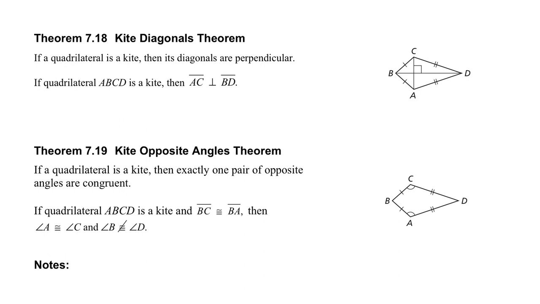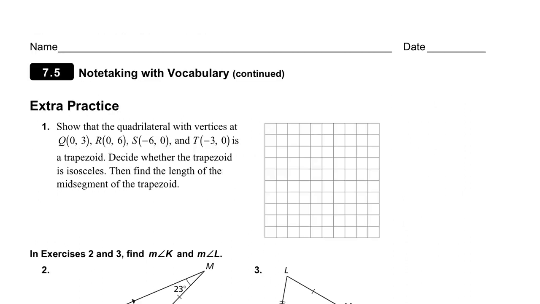Okay, now that we've had almost 10 minutes of vocab and theorems, let's actually get into using this stuff. Again, it's a longer set of notes. All right, number one, show the quadrilateral with the vertices is a trapezoid. Then we decide if it's isosceles, and then we want to find the length of the mid-segment of the trapezoid. So this is a big one.